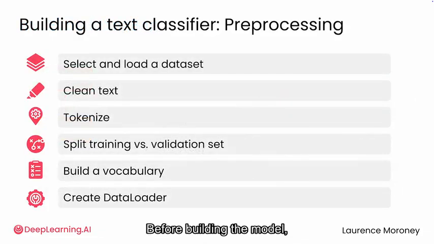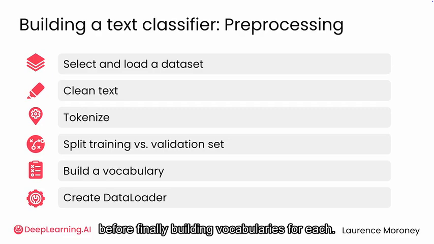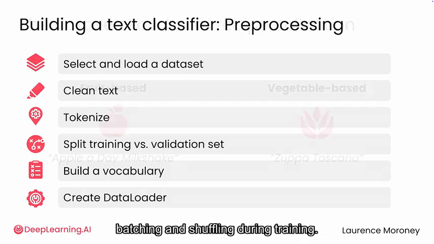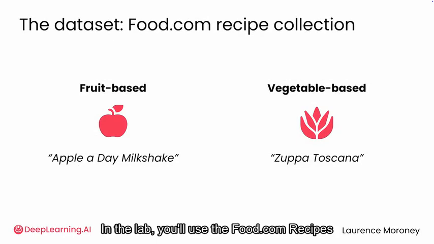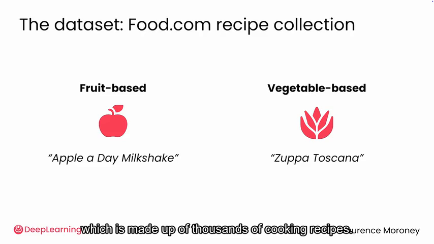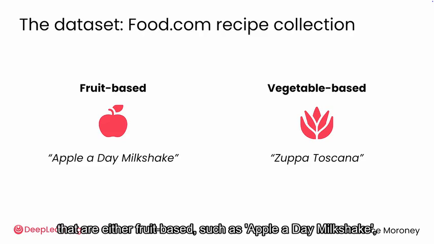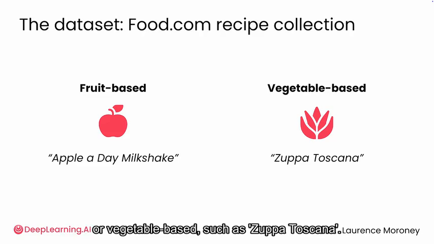Before building the model, you need to pre-process the data by selecting and loading the dataset. You clean and tokenize the text, and then you split it into training and validation sets before finally building vocabularies for each. Then data loaders will efficiently handle batching and shuffling during training. In the lab, you'll use the food.com recipes and user interactions dataset, which is made up of thousands of cooking recipes. Specifically, you'll work with a subset of recipes that are either fruit-based, such as apple-a-day milkshake, or vegetable-based, such as zuppa toscana.